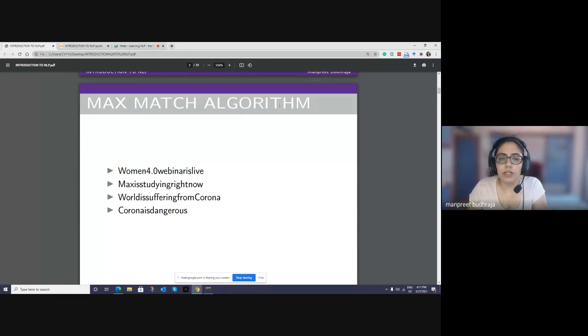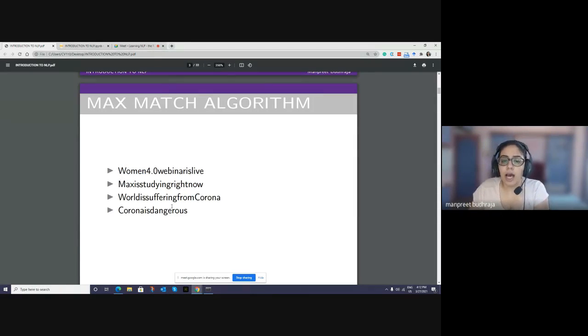What this algorithm does is it matches one word and sees, is there anything with W? No. So it goes to another letter. Does W exist in your corpus? No. So it would go to the third letter. Does WOM exist? No. So then it would go to WOME. Then it would go to WOMEN. Now it finally got a word, so it would store that as one word.